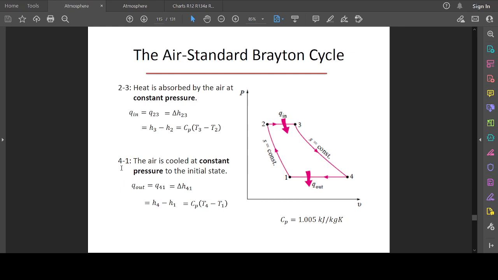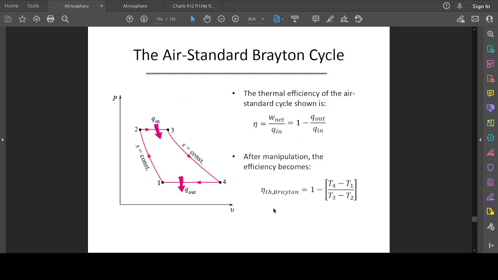Okay. Then the heat removal between stage 4 and 1 is given as Q out equal to Q41, equal to the change in enthalpy between stage 4 and 1. This can be opened up to give us enthalpy at stage 4 minus enthalpy at stage 1. This can also be solved if we know the temperature at stage 4 and temperature at stage 1, and because it's a constant pressure, if we know the specific heat capacity with respect to pressure at this particular pressure, then we can multiply it out to get the same value for the total heat added to or removed from the system.